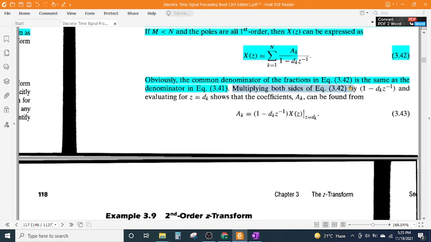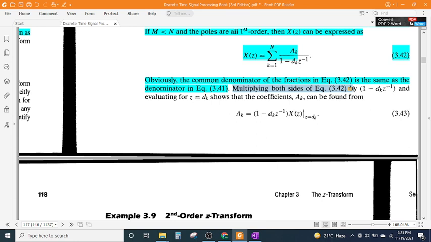Example 3.9: Second-order Z-transform. Consider a sequence x[n] with Z-transform X(z) = 1 / ((1 - (1/4)z^-1)(1 - (1/2)z^-1)) (3.44), |z| > 1/2. The pole-zero plot for X(z) is shown in figure 3.10. From the ROC and property 5, section 3.2, we see that x[n] is a right-sided sequence.